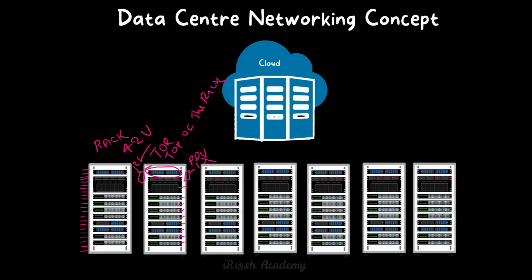For example, this rack has its own top of the rack switch, this rack has, and each and every rack has its own top of the rack switch. And if these two racks need to communicate, we can take an uplink from this switch to this switch so that both racks' devices can communicate. So this is the basics of the data center networking concept. Now let's see how James is going to set up his data center connectivity.